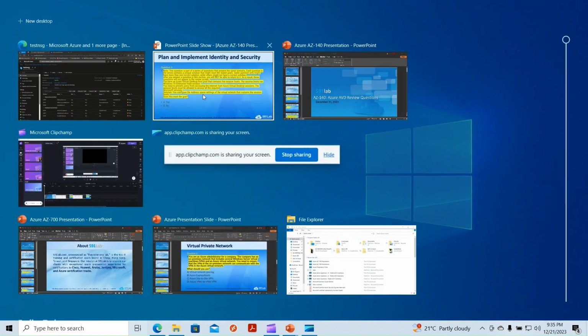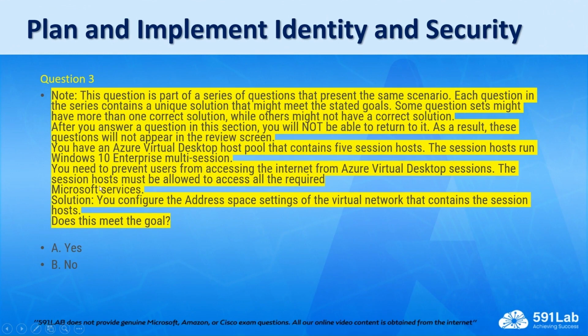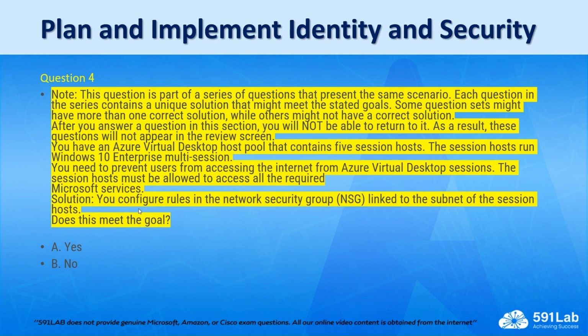The question says you need to prevent users from accessing the internet from Azure Virtual Desktop sessions. The solution they are providing here is to configure the address space settings of the virtual network that contains the session host. This one won't cut it. It's a no. Configuring the address space won't stop this virtual machine from accessing the internet, because this is a security matter, and security is addressed by NSG within Azure. So let's get to the fourth question. That's when you'll know the importance of the NSG in regards to this particular question.